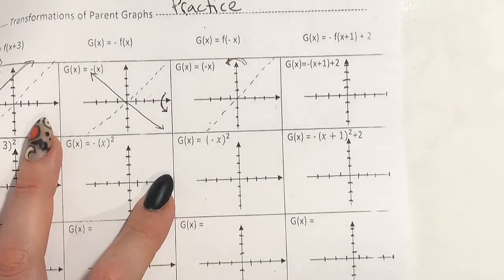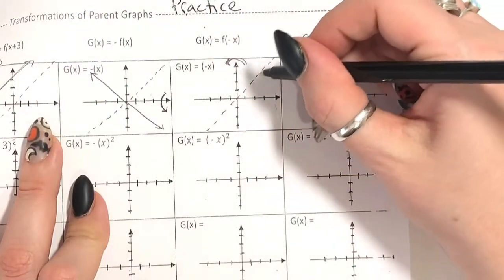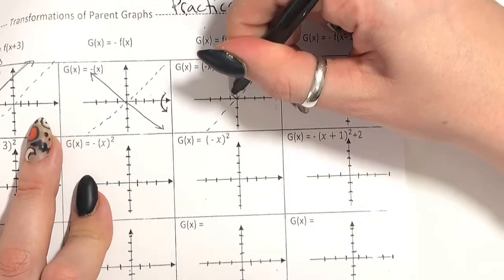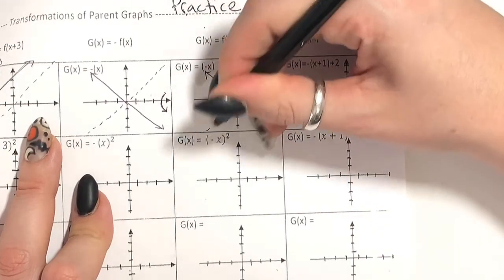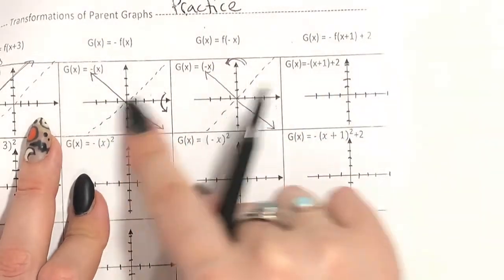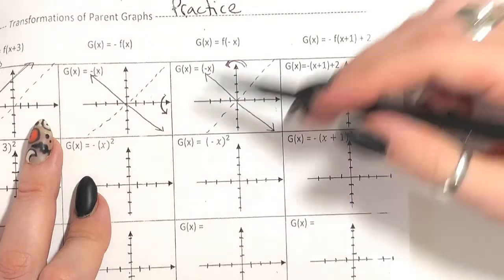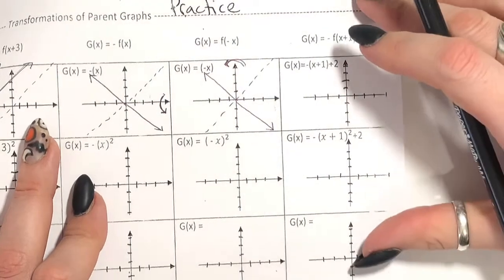There's our original parent function, but this time I'm imagining flipping it this way. So instead of going up to the right, it's going to go up to the left. Instead of going down to the left, it's going to go down to the right. And notice that they look exactly the same. So again, that happens when you get a really symmetrical line and it doesn't change very much.